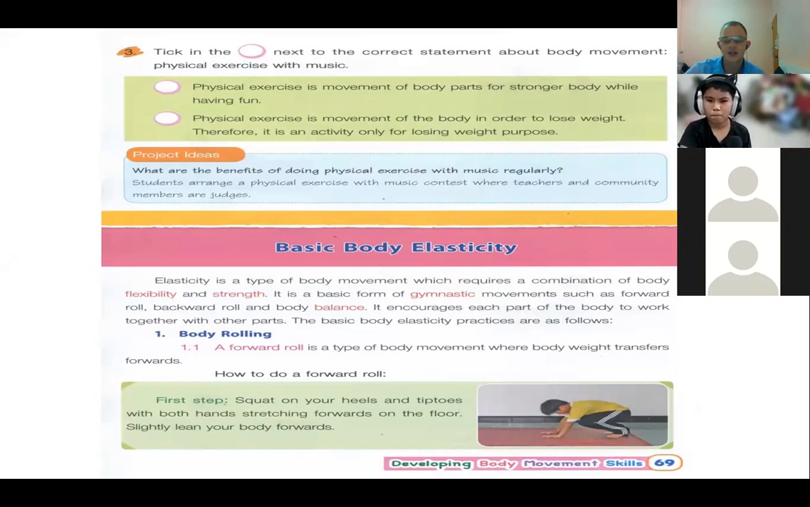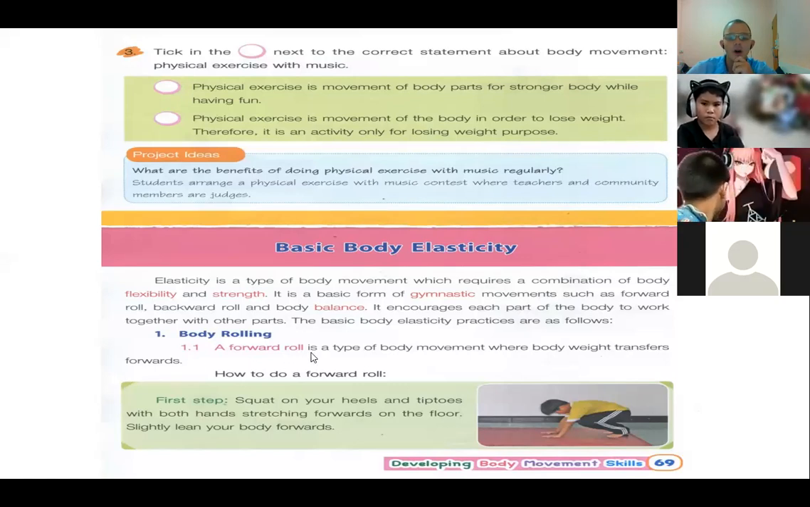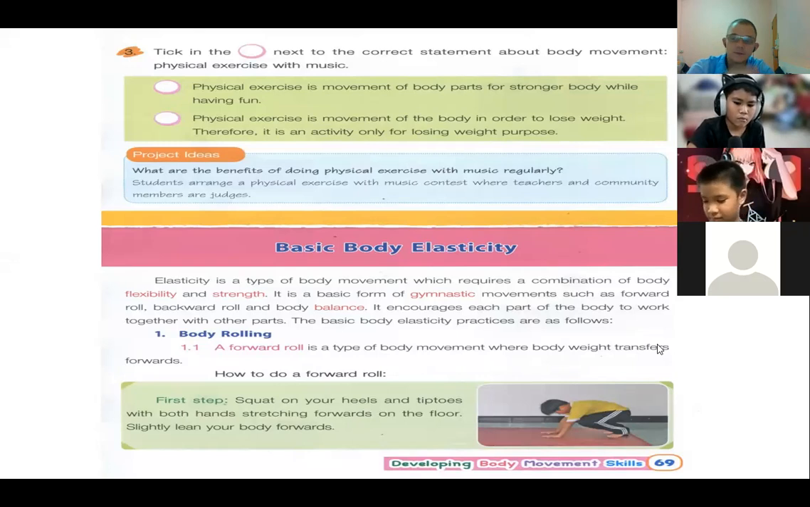I don't think I can show you that. I don't have enough space in my room. Let's look. So a forward roll is a type of body movement where body weight transfers forwards. How do you do the forward roll? Very good question.